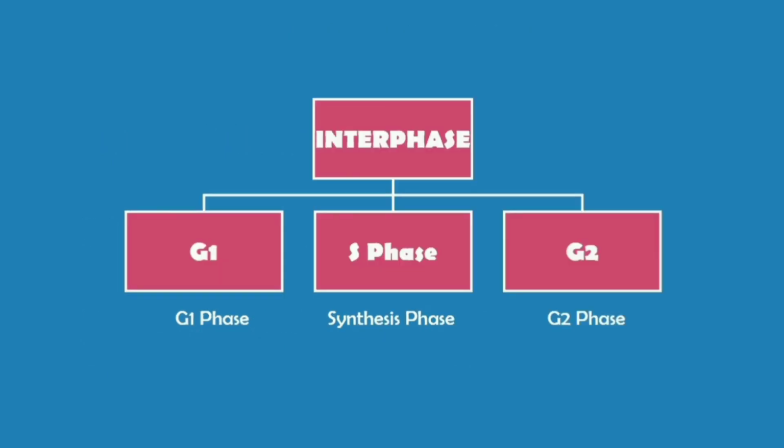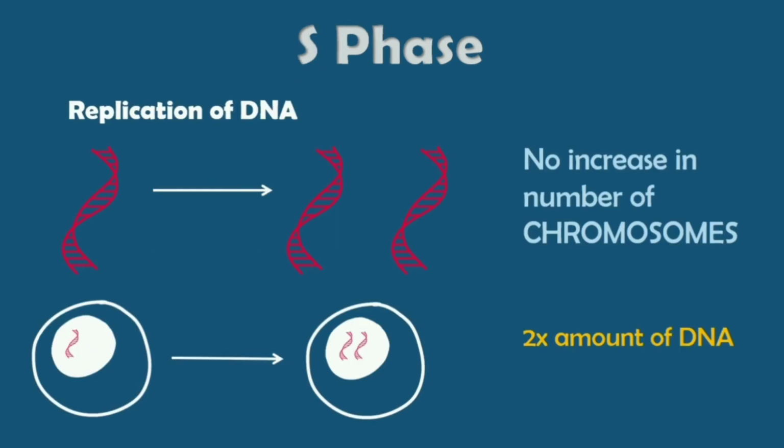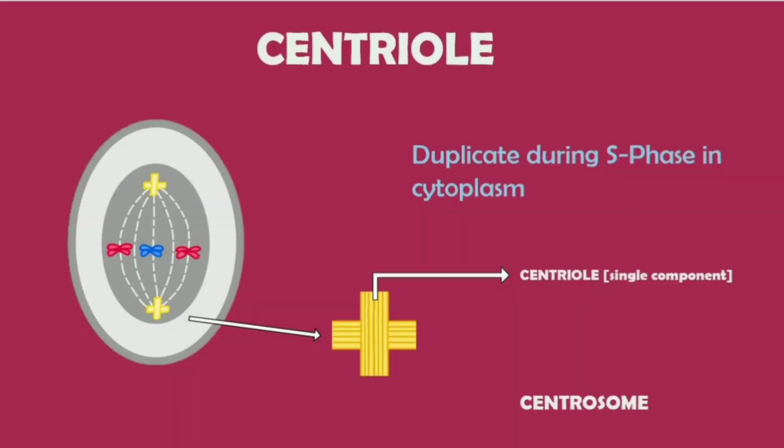Interphase is further divided into three phases: G1 phase or gap 1, S phase or synthesis, and G2 phase or gap 2. G1 phase is the interval between mitosis and DNA replication. During this phase, the cell is metabolically active but does not participate in replication of DNA. S phase is the interval between gap 1 and gap 2. Here, the amount of DNA doubles with no increase in chromosome number. During this phase, the centriole also replicates in the cytoplasm of the cell.